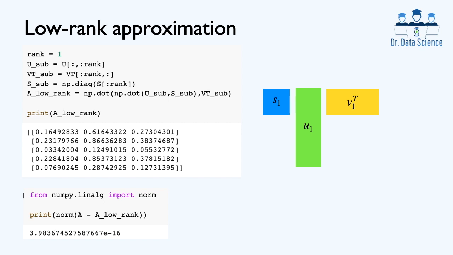So you can see that now, instead of saving all those 5 by 3, which would be 15 elements in the matrix A, we can just save the entries for U1 and V1. So we have 5 elements in U1, 3 elements in V1, and also one singular value. So we have some type of data compression.